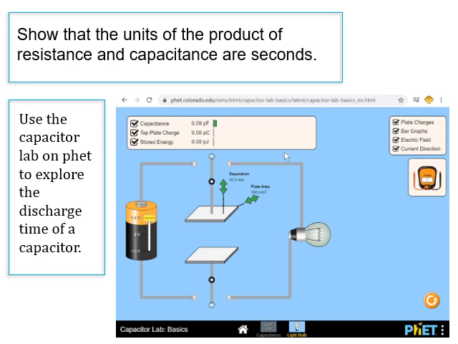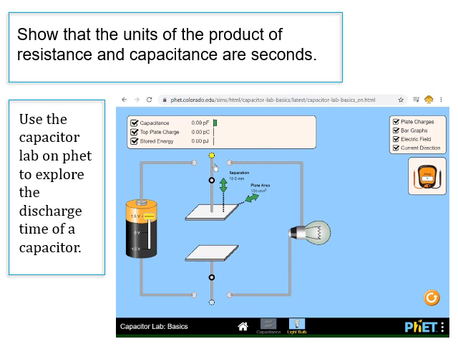The next thing you can try at home, and I've got one quickly here I can play, is to use the capacitor lab on PhET to look at the discharge time of a capacitor. If we get a capacitor fully charged up by attaching it to a battery, and then we attach it to something that uses energy like a light bulb, how does the time it takes to discharge depend on the capacitance? I've got two extremes here in this simulation. First, I hook the capacitor up to the battery, it charges right away, then I attach it to the light bulb. It discharges pretty fast when the capacitance is 0.09 picofarads.